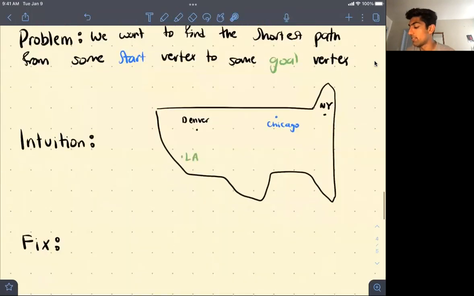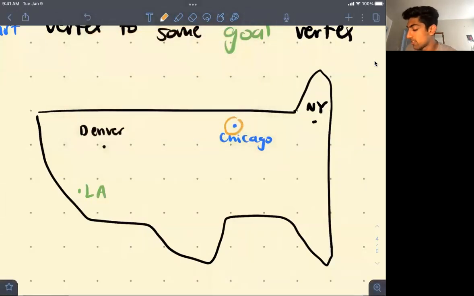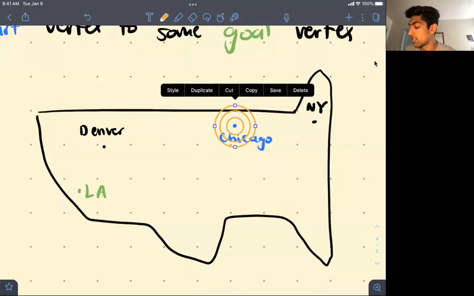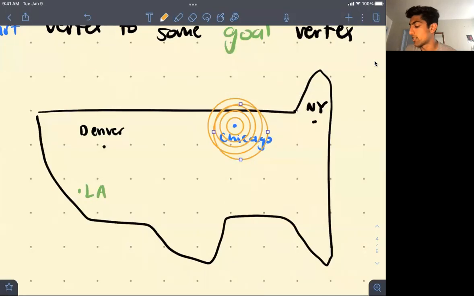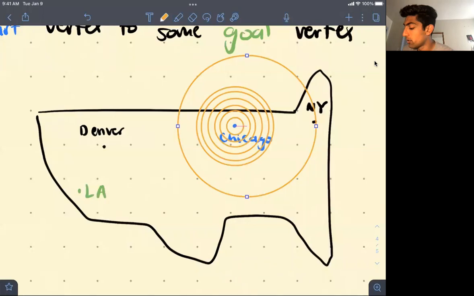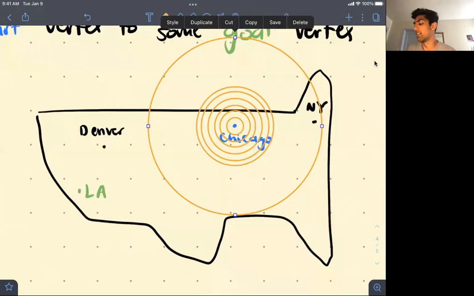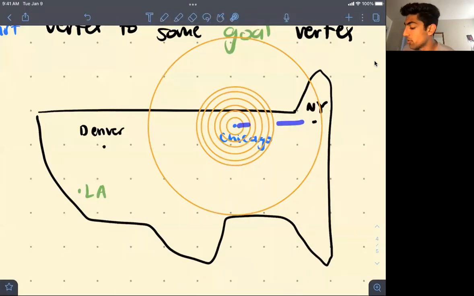So when we're searching with Dijkstra's algorithm, the search looks something like this. We keep searching all of the vertices in a circle space around Chicago, right? So this is what's happening in Dijkstra's: our search starts from Chicago and grows outward. So what this means is that we're probably going to end up visiting New York before we visit, say, Denver, right? Notice that we're going to visit New York before we visit some place like Denver.